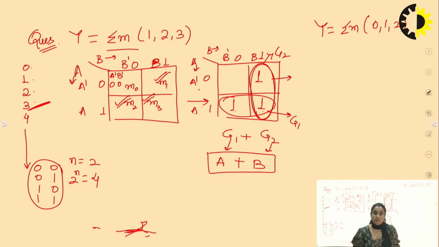So this is of course a 2 variable question. So I'll be using variables A and B. Now for a 2 variable question, I'll have to make squares of 4. So step number 3, I'll have to make the square.